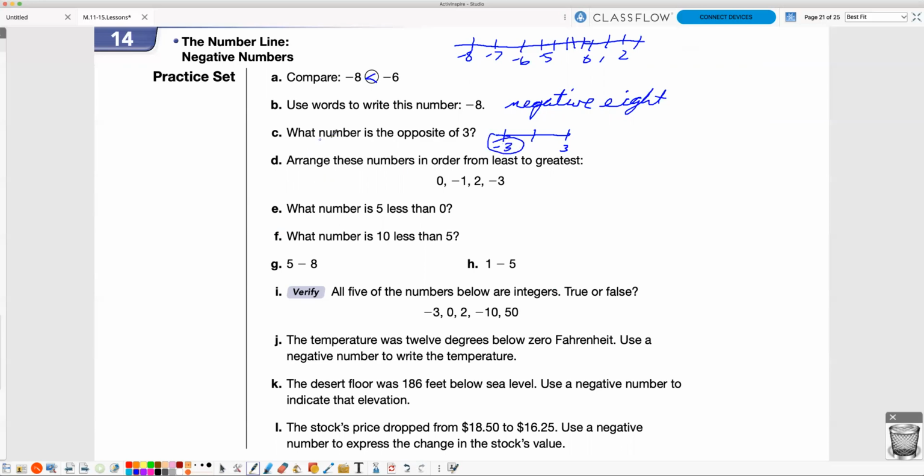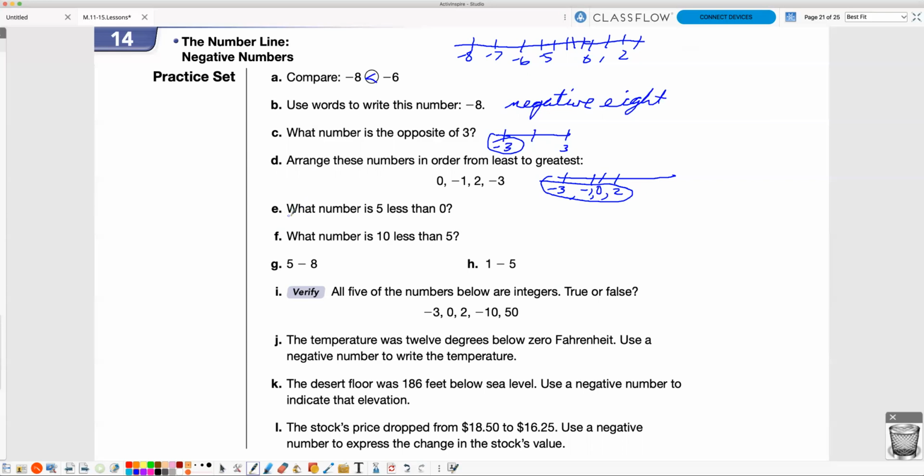Letter D, arrange these numbers in order from least to greatest. So keep in mind, you're looking at negative numbers. So what's the smallest number? Well, it looks like negative 3. Looks like there'd be a negative 1 in there, there'd be a 0, there'd be a 2. So this would be the best order: negative 3, negative 1, 0, and 2.